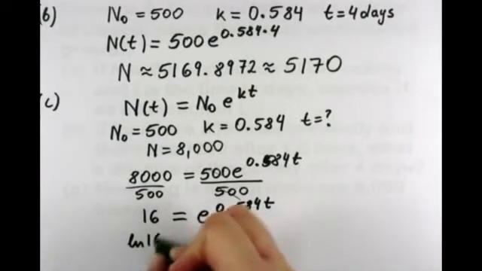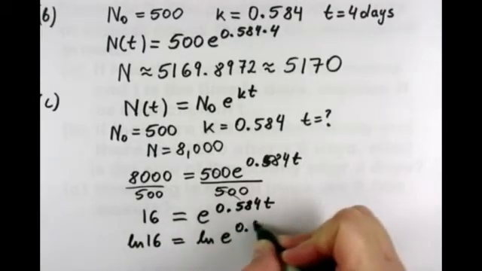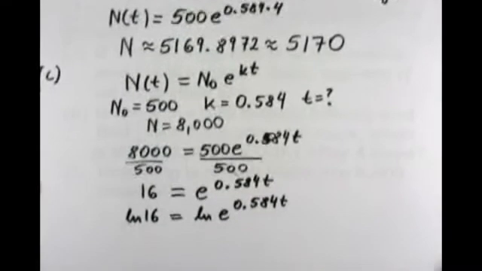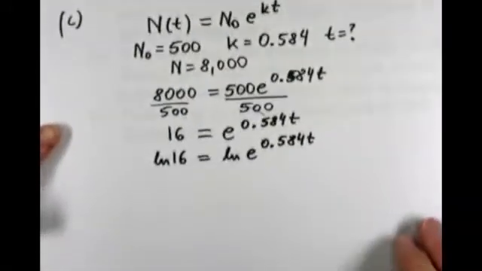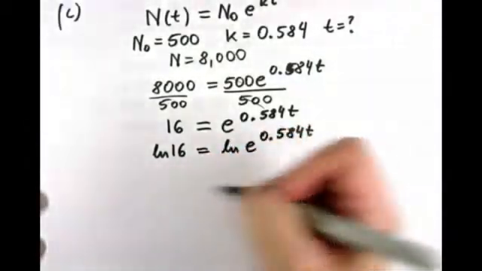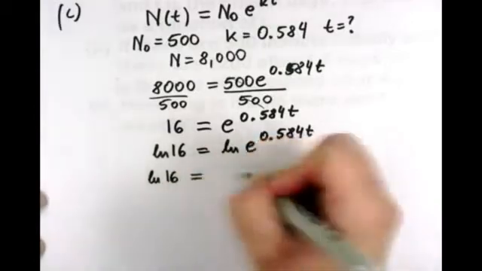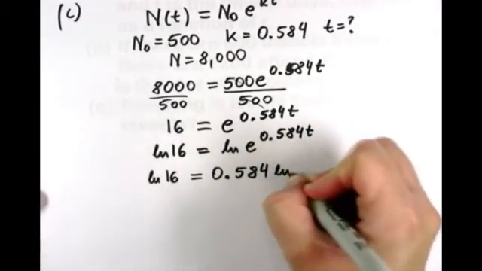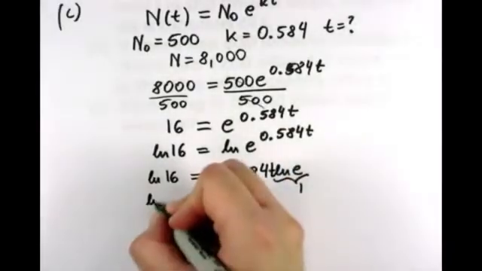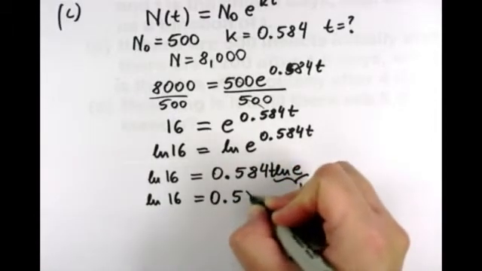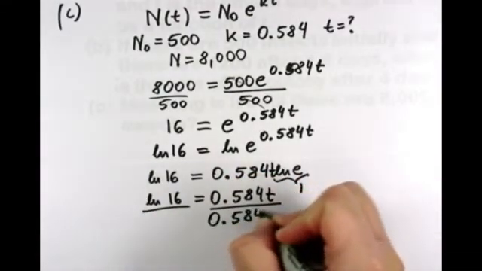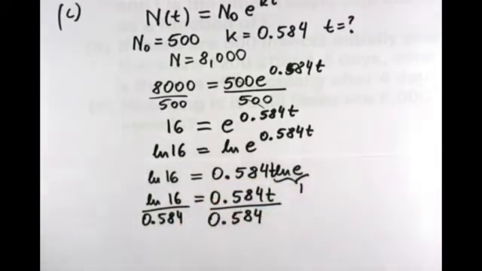So we have ln of 16 is equal to ln e to the power 0.584 t. By the property of log, the exponent can go in front. Okay, so we have ln 16 is equal to 0.584 ln e. Ln e as usual is 1, and t, I missed the t. So I have ln 16 is equal to 0.584 t, and we're gonna divide by the coefficient of t, 0.584. This reduces.